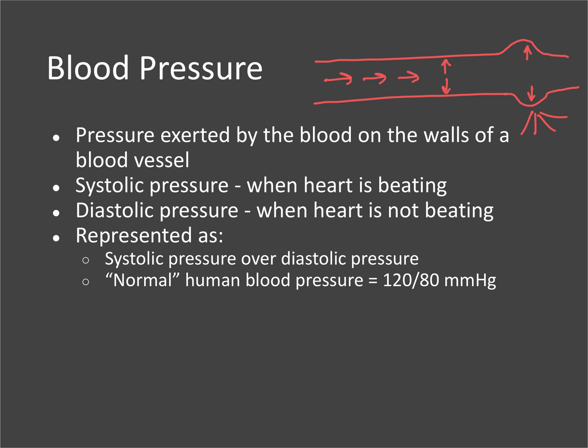If you've ever gone to the doctor and they've taken your blood pressure, they usually tell you two numbers. Normal human blood pressure is 120/80. This refers to the systolic pressure over the diastolic pressure. The systolic pressure is the pressure exerted on the blood vessel walls when the heart is beating. And diastolic is the pressure exerted on the inside of the blood vessel walls when the heart is at rest.